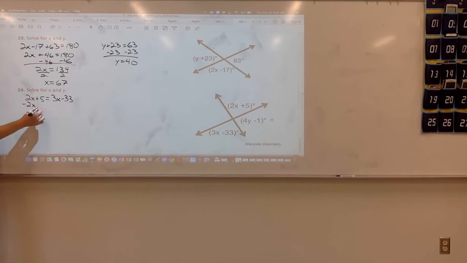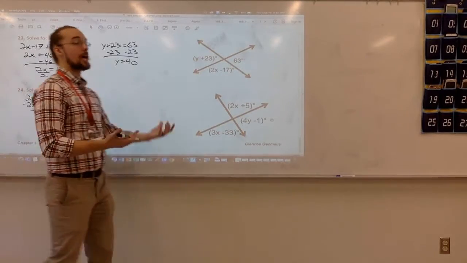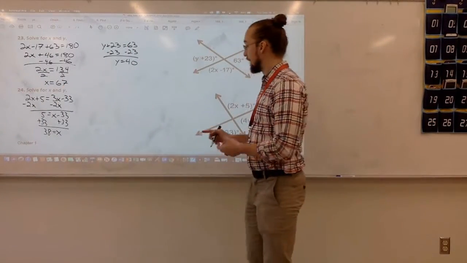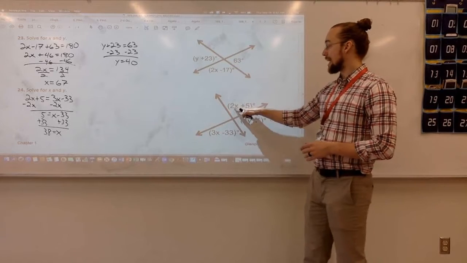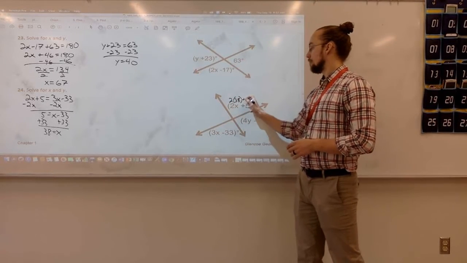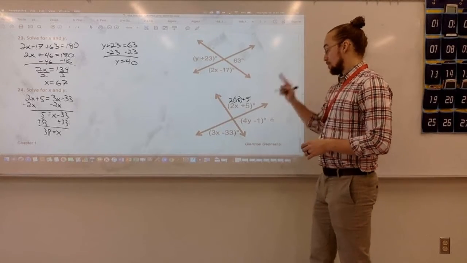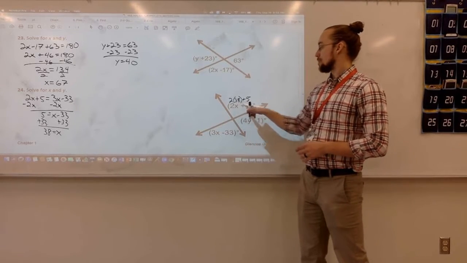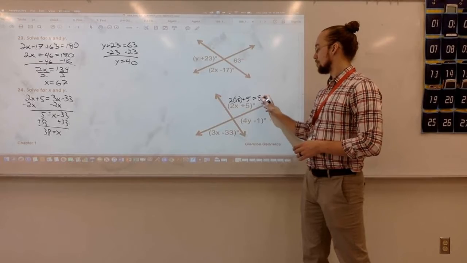So get my x's on one side, get the numbers on the other, and we get that x is 38. So now, to solve for y, I have to use that piece of information. Okay? So I'm going to plug 38 back in here for x. So 2 times 38 plus 5. So, what is that? 76 plus 5 is 81 degrees.